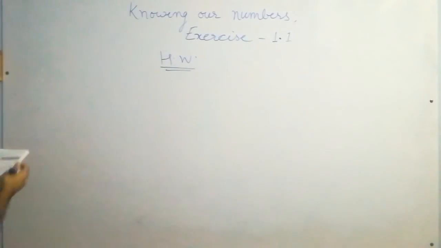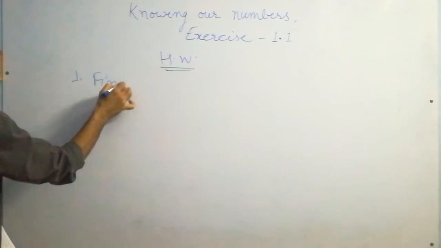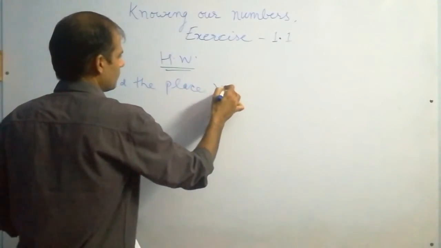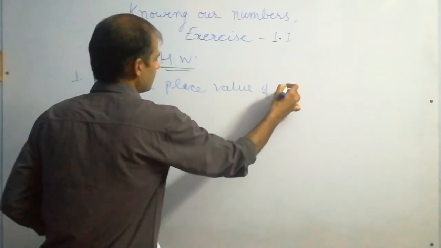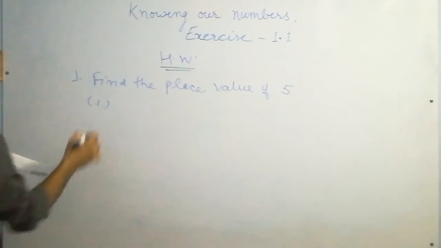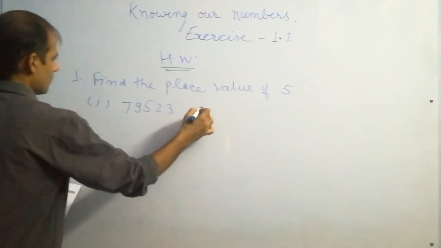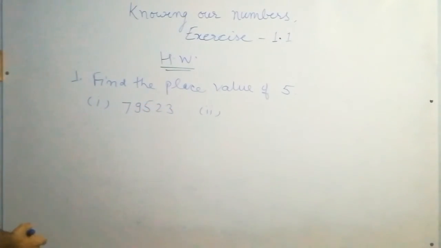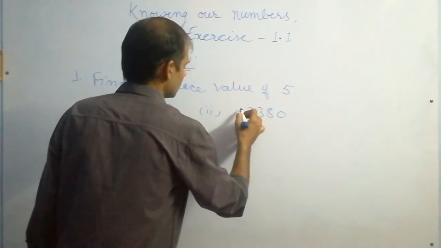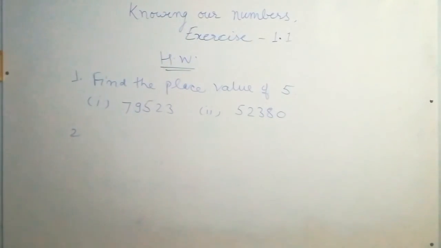This is the homework. First question is, find the place value of 5. Okay. First part is 79523, and second is 52,380.